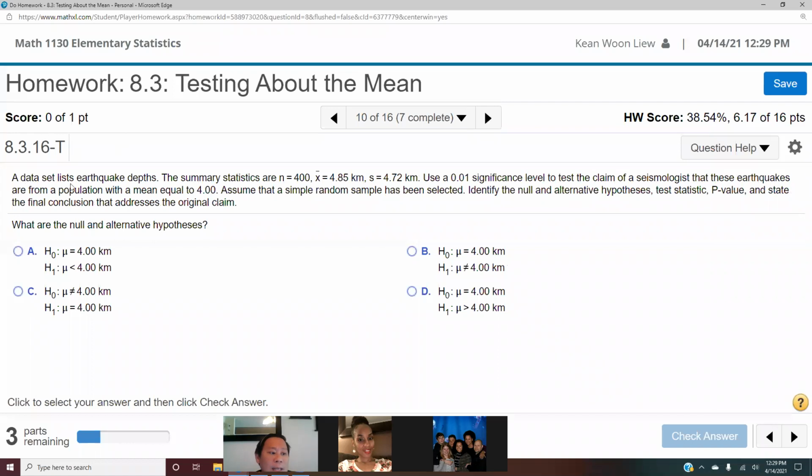This is a list of earthquake depths, and these are the summary statistics giving us the sample size, the sample mean, and the sample standard deviation. Use a 0.01 significance level to test the claim that the seismologist's population mean is equal to 4.0. The one I highlighted, the claim statement, is very important. You need to figure out your null and alternative hypotheses. When you have an equal, you always test against not equal. So you have equal and not equal, and your answer should be B.